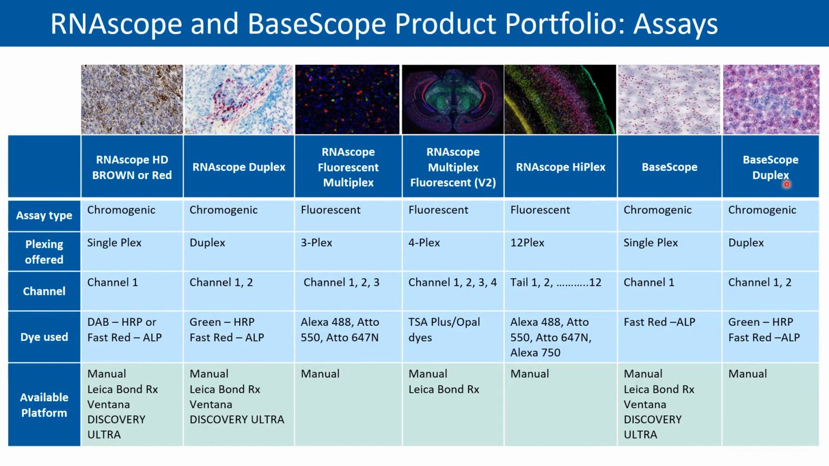This slide details our broad assay portfolio, where you can see we have flexibility in plexing, where we have assays that are single plex or duplex, which detect one or two targets. Then we have our multiplex fluorescent assays that detect up to 3 or 4 targets. And then we have our RNAscope high-plex assay, which can detect up to 12 targets on the same sample. A lot of these assays are available both in manual and automated platforms. And as shown here, we have both chromogenic and fluorescent platforms available as well.